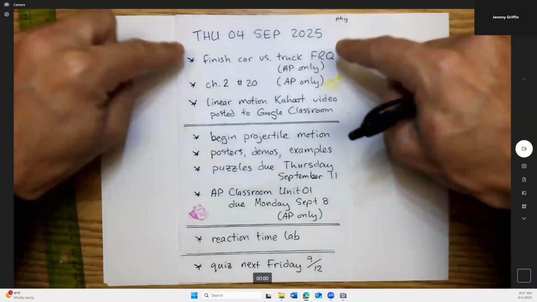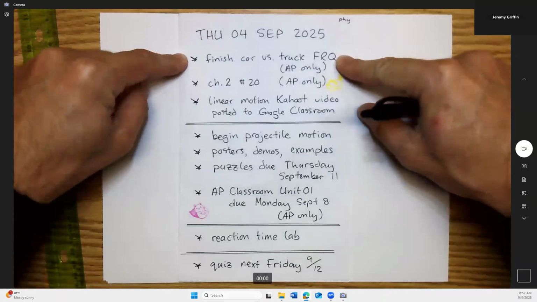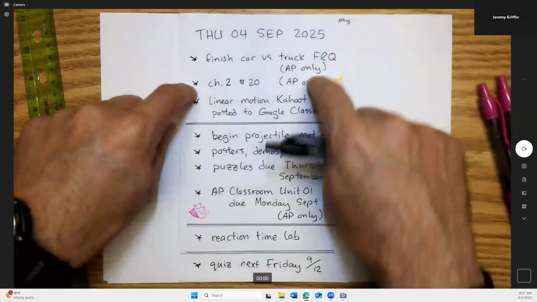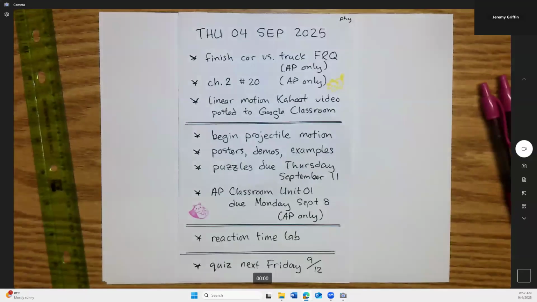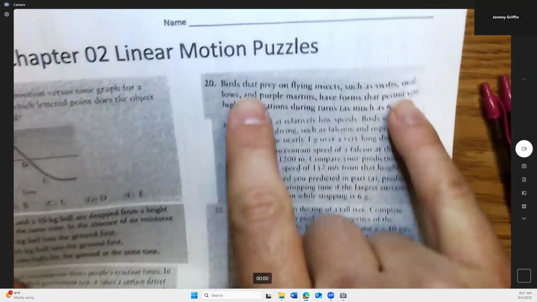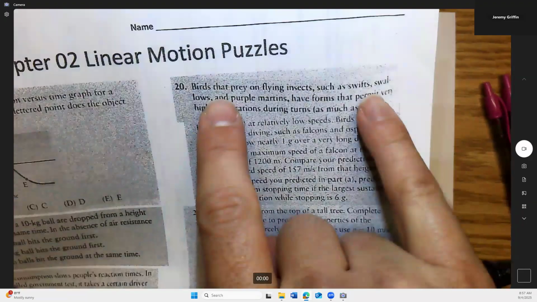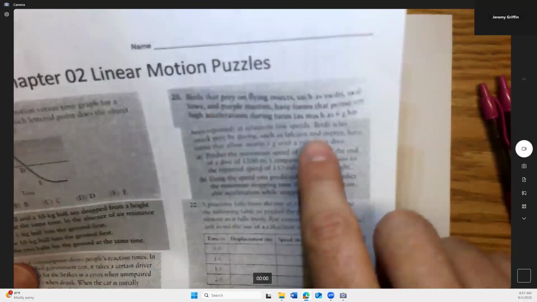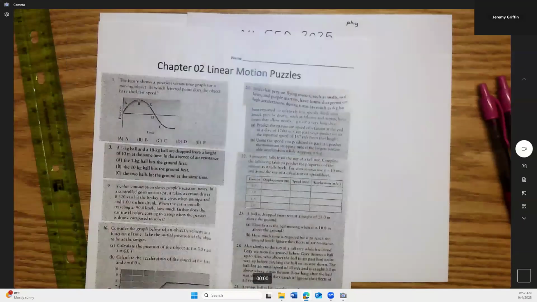Alright, so we just finished the car truck FRQ. Oh, guys, I got a question about number 20 in your puzzle, so I got a request to do this in class. So let's do this real fast. You guys remember number 20 from the puzzles tutorial a few days ago? The birds of prey, flying, boa. Okay. And I have the solution right now, so I'll just show you the solution.